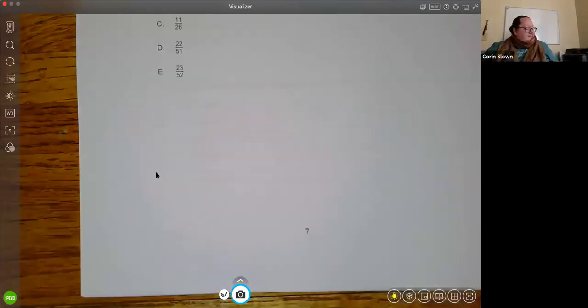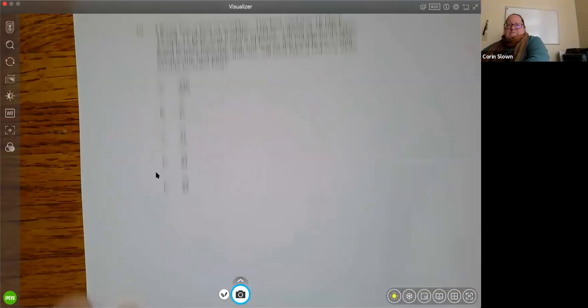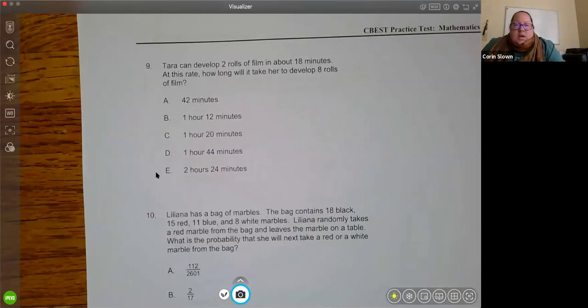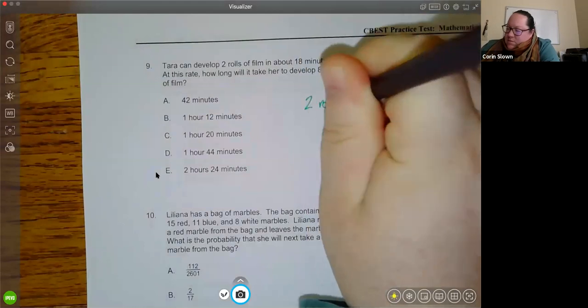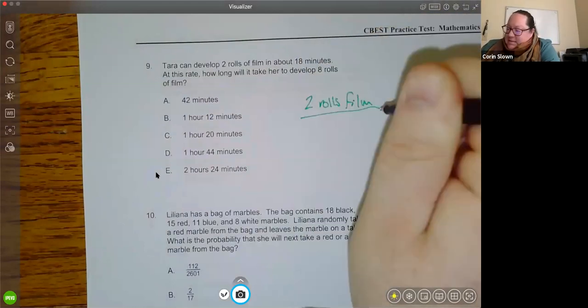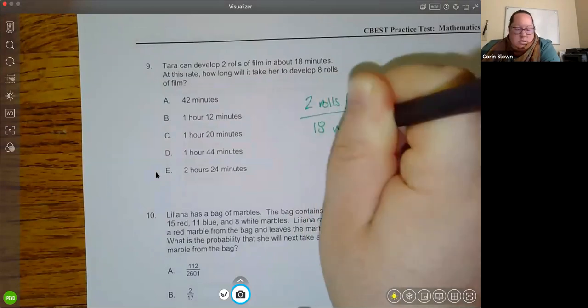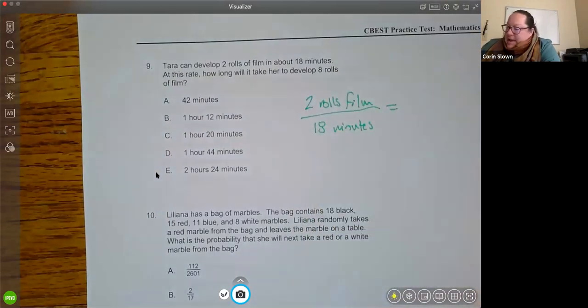Okay. Let's take a look at number 9. Tara can develop 2 rolls of film in about 18 minutes. At this rate, how long will it take her to develop 8 rolls of film? If we're thinking about the information that we're given here, it's a similar setup to the problem that we just solved. In this case, we're told we have 2 rolls of film, and it's 18 minutes. And then we're told now that she has 8 rolls of film.